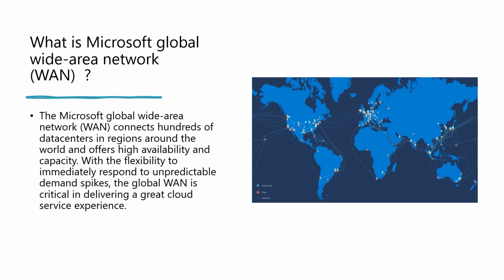What is Microsoft Global Wide Area Network? The Microsoft Global Wide Area Network, WAN, connects hundreds of these data centers which we talked about in previous slides, in different regions and geographies around the world, and offers high availability and capacity with the flexibility to immediately respond to unpredictable demand spikes. The global WAN is critical in delivering a great cloud service experience.